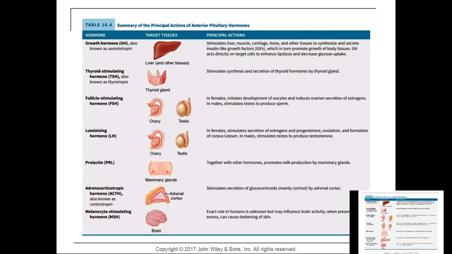FSH, it affects both male and female. In female, it's going to initiate the development of the oocyte and induce ovarian secretion of estrogens. In the males, it stimulates the testes to produce sperm.